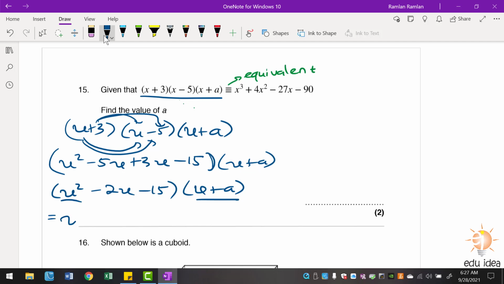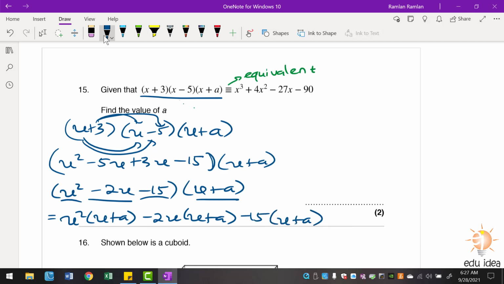So we get x squared multiplied by x plus a, and then this guy minus 2x multiplied by x plus a, and then the last one is minus 15 multiplied by x plus a. Okay, so let's do that in another line here. So let's multiply that. We get this one with this one.